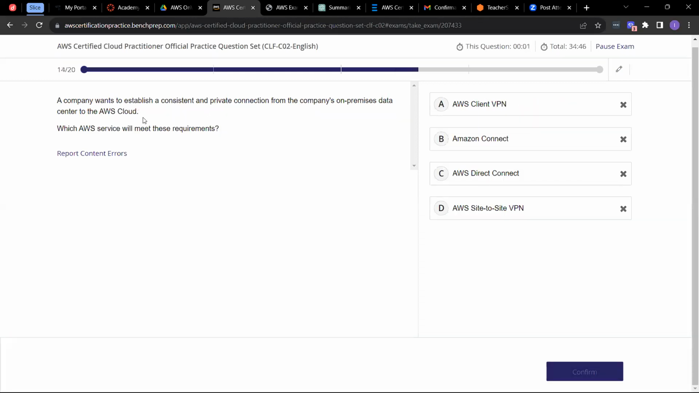A company wants to establish a consistent and private connection from the company's on-premises data center to the AWS cloud. Which service? Is it not a repeated question? It's not, so read this one. You see these questions everywhere, they are regular questions, and the Direct Connect questions come up often.